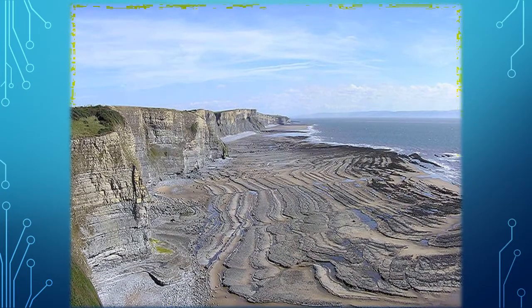In this image, you can see how the coastline is totally eroded because of some chemical reactions which are done between the water and the coastline or the rocks which are present at the coastal floor.